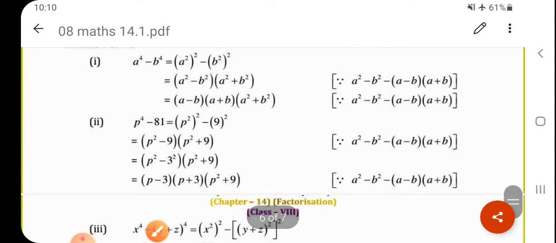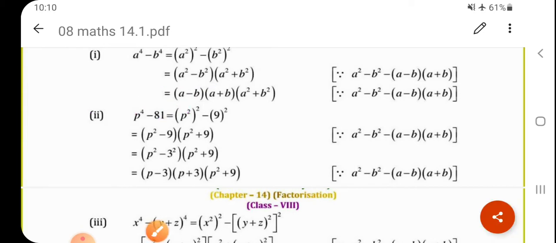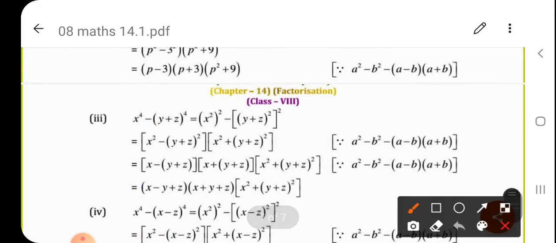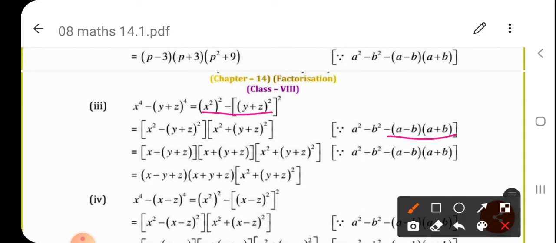Okay, that's why. Same thing in the second one, p raised to 4 minus 81, that you can write as p square raised to 2, and 81 is 9 square. So the remaining method is the same. Here x square is x raised to 2 raised to 2. Then y plus z is y plus z raised to 2 all raised to square. Now this is the a and this is the b. Write a is equal to x square, minus y plus z all raised to square. So in this form you have to write it as a minus b into a plus b.